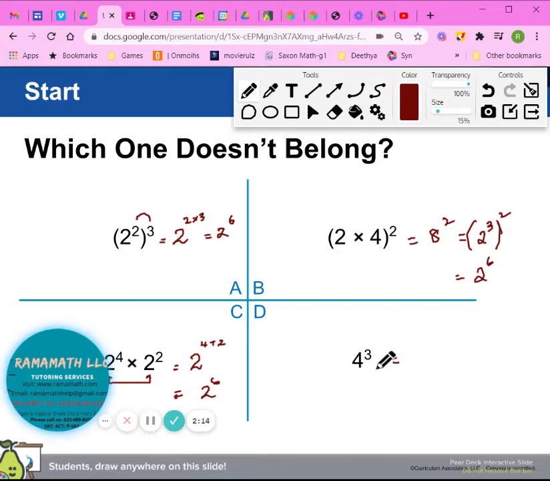And then look at this one, 4 cubed, which is 2 squared, cubed. Then you can multiply them. It's also 2 to the 6. See, that is the reason exponents are a little bit confusing. You should know the rules and how to apply them back and forth, okay? So take this one pretty quickly.